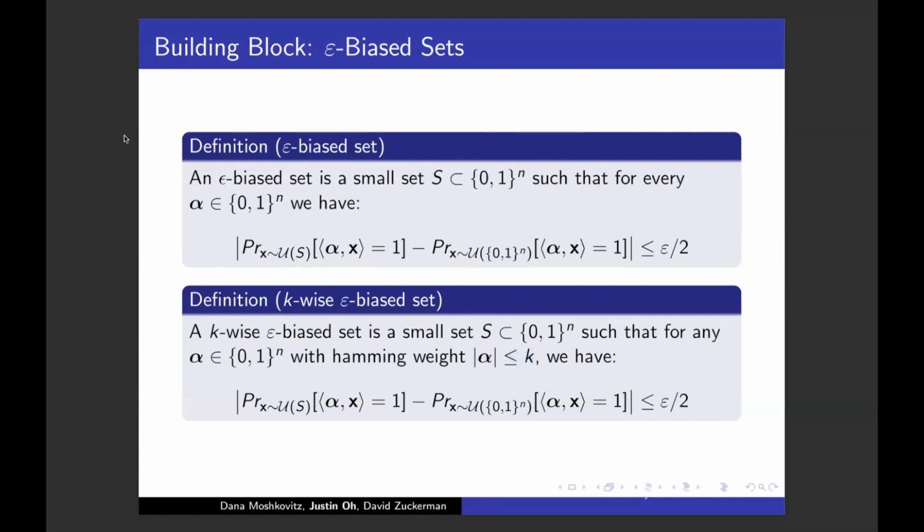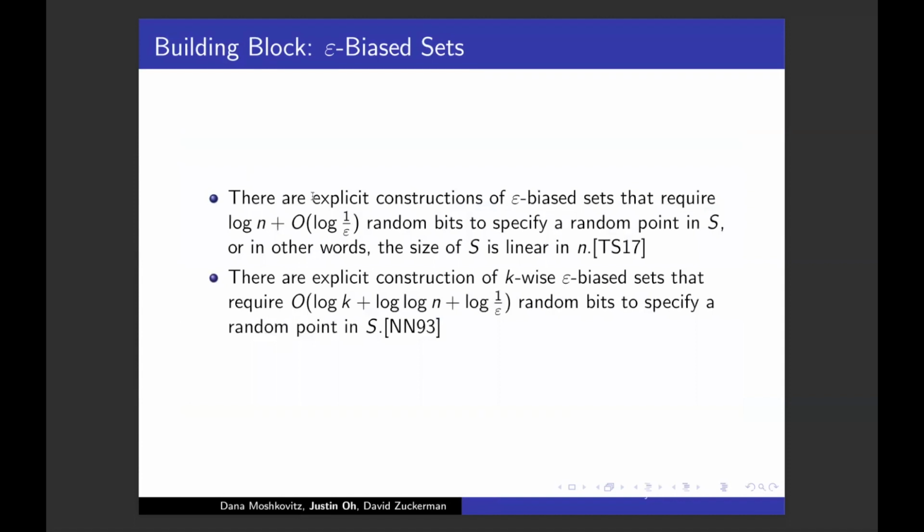And some theorems about these two building blocks. We know that there are explicit constructions of epsilon bias sets that require O(1) times log n random bits to specify a random element in S. So the seed length is only something like O(1) times log n. And for k-wise epsilon bias sets, where we only have to worry about alphas where the Hamming weight is k or less, we know that we can do this with log k plus log n random bits, so much cheaper for small k than the original epsilon bias sets.